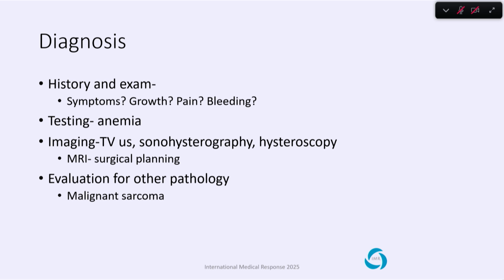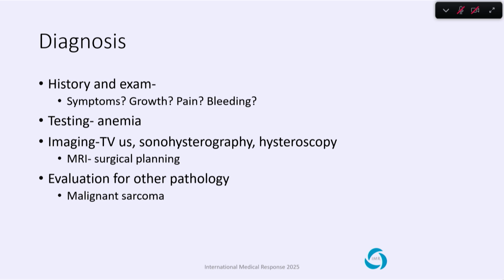As far as diagnosis, we always start off with the history and examination. So we ask about symptoms, growth. If you've noticed a growth or pressure, people can actually palpate and feel fibroids when they get big enough to pull it up out of the pelvis. Pain, bleeding symptoms are really important. Like I said, you can have abnormal bleeding that can lead to anemia. So testing for anemia and blood counts is part of the workup.